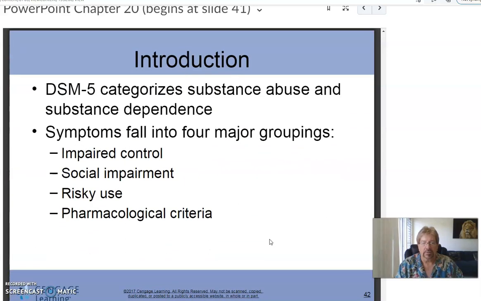Okay, DSM-5, what that is, guys, is the manual of diagnostic procedures and diagnoses for mental health issues. In other words, all other medical services use the ICD-10, and the DSM-5 is what's used for psychiatric and emotional disorders. So the DSM-5 categorizes substance abuse and substance dependence. Symptoms fall into four major groupings: impaired control, social impairment, risky use, pharmacological criteria.